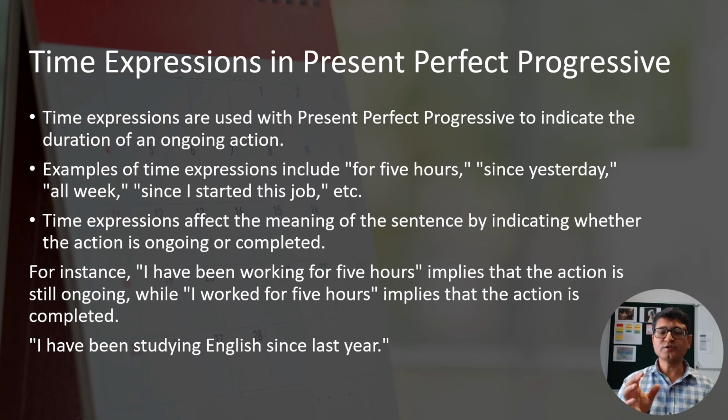Time expressions are used with present perfect progressive to indicate the duration of an ongoing action. For example, we will use for 5 hours, since yesterday, all week, since I started this job.